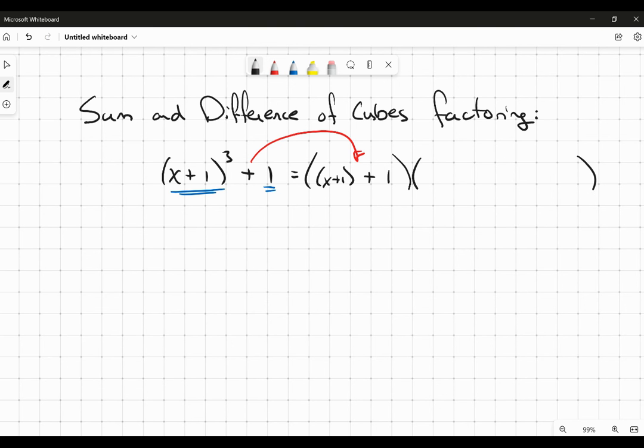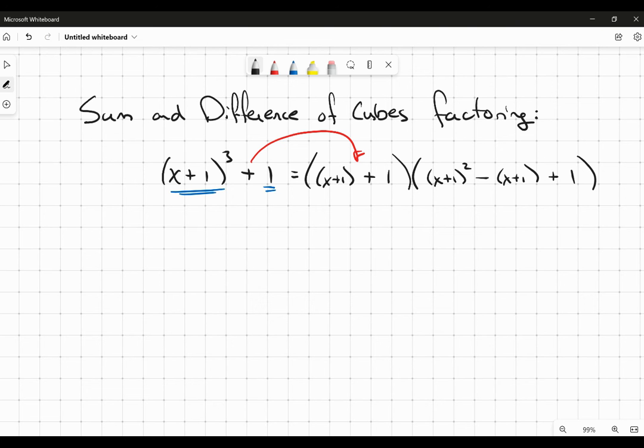Then in our second set of parentheses, we take that first term and we square it. So this becomes x plus 1 squared. Then we multiply those two terms together, so it's going to be 1 times x plus 1. But we change the operation. Instead of the addition that we see in the first factor, we change it to subtraction. And then we add that second term squared, so we add plus 1. Okay, so there we go. We've dealt with the sum of cubes that we've got here.